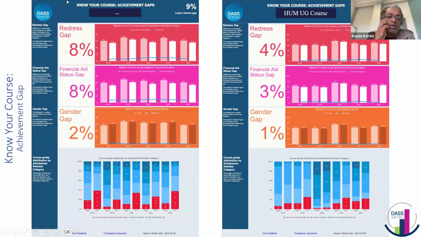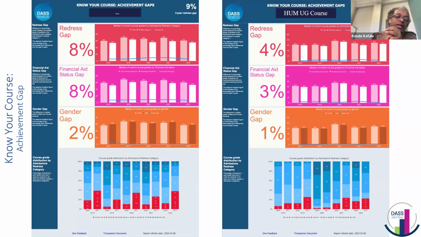Yes, thank you. This page just outlines the three gaps that we've identified: the racial gap, the financial aid gap, as well as the gender gap. On the top right corner, you will see that for this course there is about a 9% difference in attainment between Black and white students over 3 years. And on the left, you will see the big numbers are for the 5 years that the chart is showing the gap for. So we have redress, financial aid, and gender.